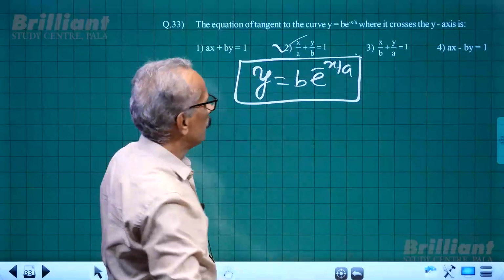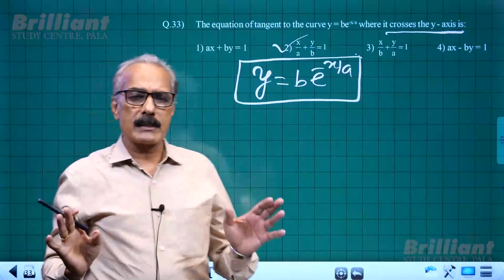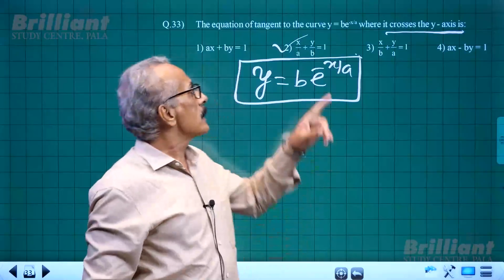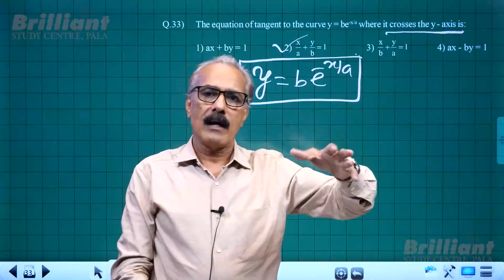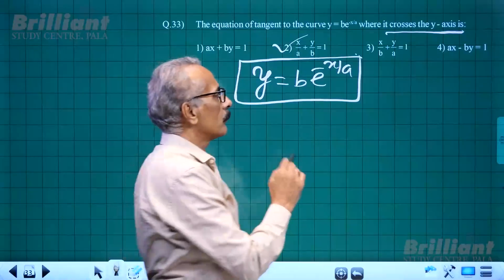I didn't solve, I'll solve. Where it crosses the y-axis. This question can also be asked in this way. The line x by a plus y by b equal to 1 touches the curve y is equal to b into e raised to minus x by a at the point where it crosses the y-axis. That way also it is. It's a very good question.